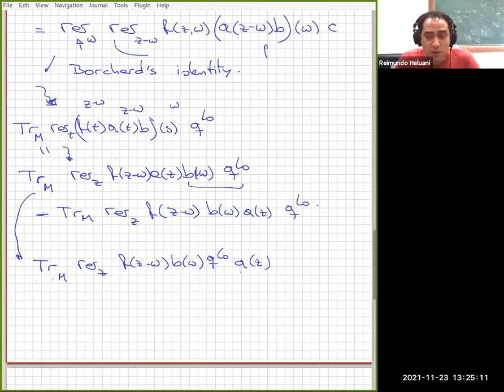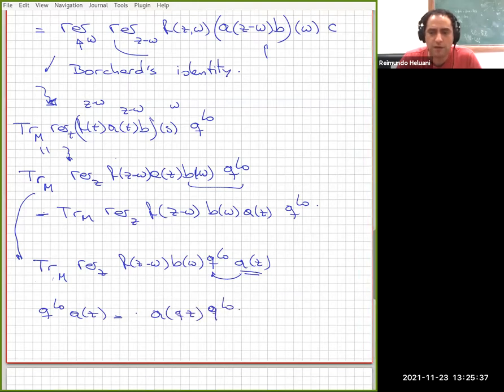And well, now you commute. This was just because the trace is a symmetric function. So now you commute this guy past this guy, and you want to compare it with that. And when you commute Q to the L naught with A of Z, you realize that you have an equation that looks like Q to the L naught times A of Z. This looks like A of Q times Z, Q to the L naught. And then here you're going to pick up some conformal weight of A that appears there. So again, you commute this guy here.